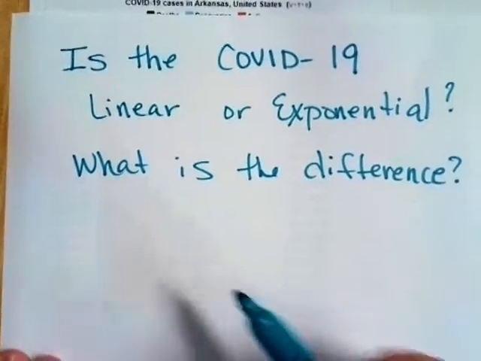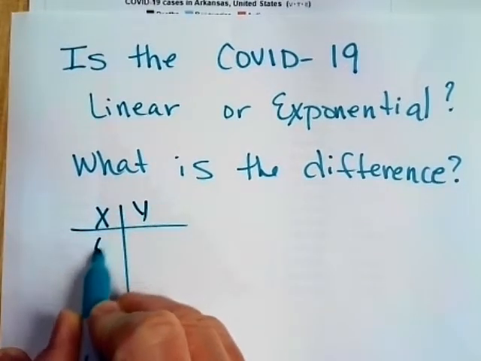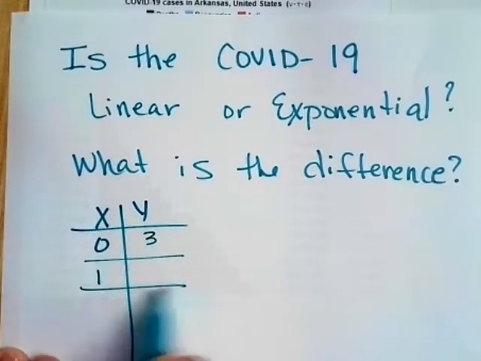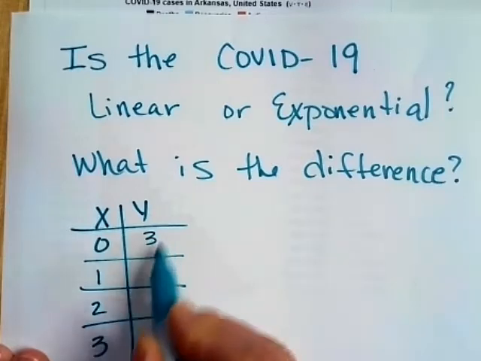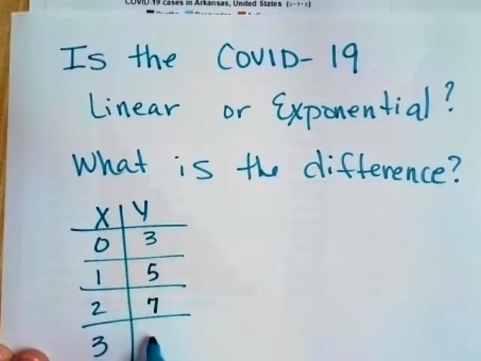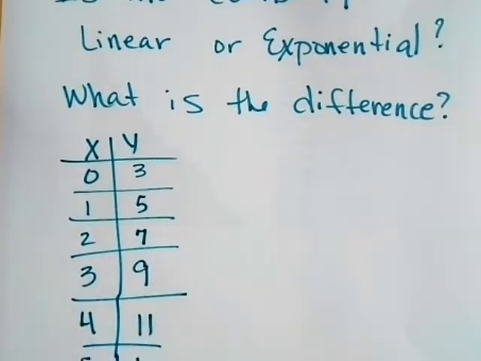So an example of a linear relationship would be one where, let's say you start with 3 and you gain 2 each day. So 3 goes up to 5, and 5 goes up to 7, and 7 goes to 9. So you're adding 2 every day as we go. That's linear, okay? They're adding the same thing every time.